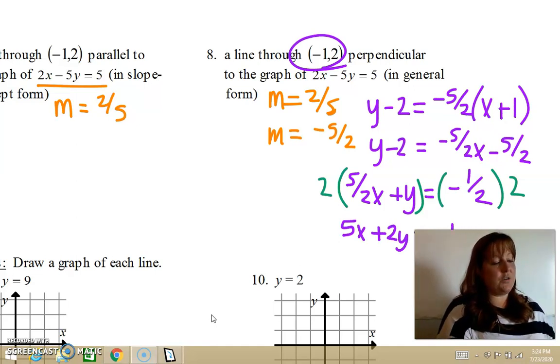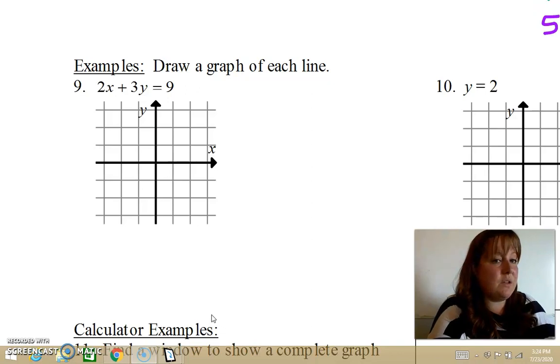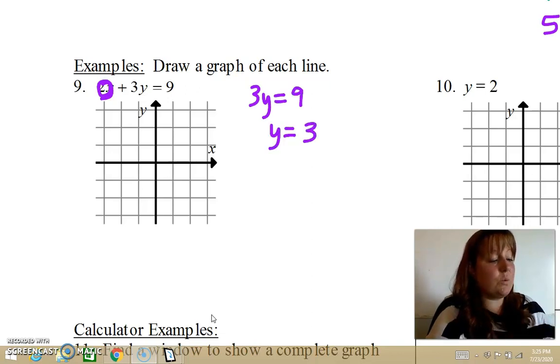All right, now we're going to draw the graphs of these lines. So there's a couple different ways. This one is in standard form. And in standard form, we can do the cover-up method, which is actually really easy. Because we can just say, okay, what happens when x is equal to 0? What is y? Well, I can solve this for y. 3y equals 9. That means y equals 3, right? So when x is equal to 0, which is right here on the y-axis, y equals 3, right? So I know that this is a point on the graph, okay?